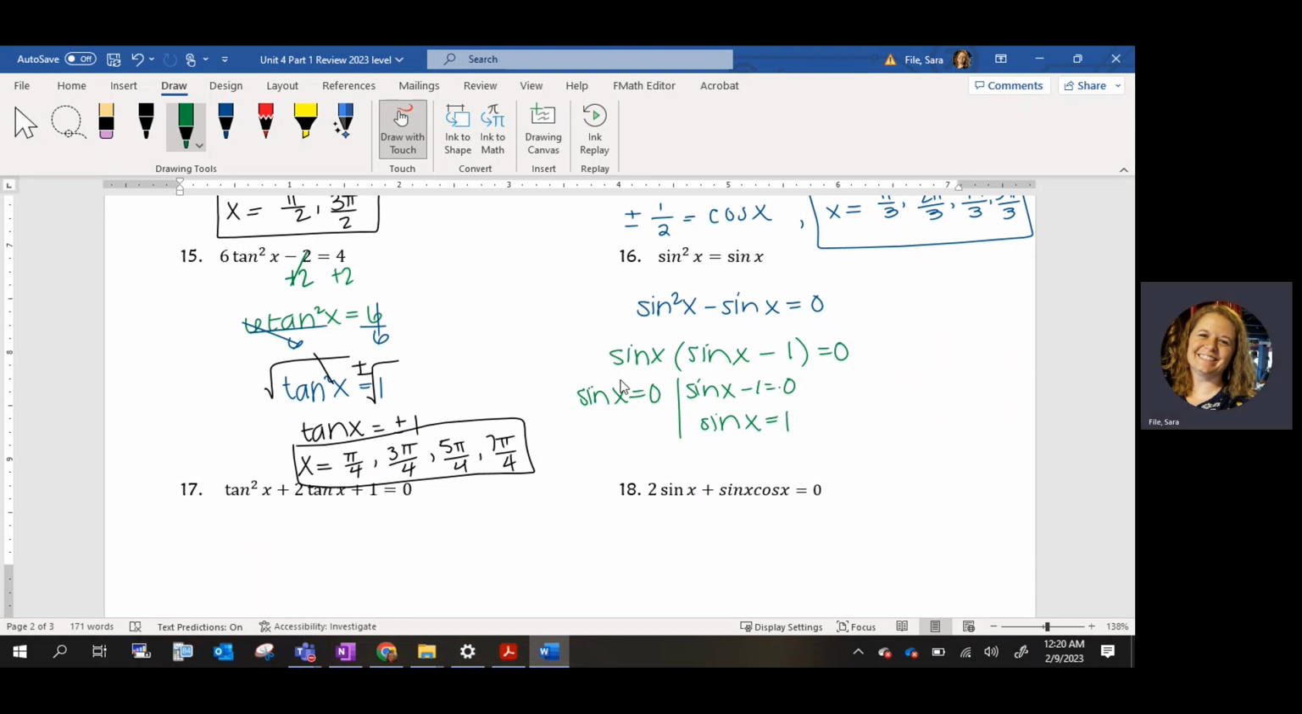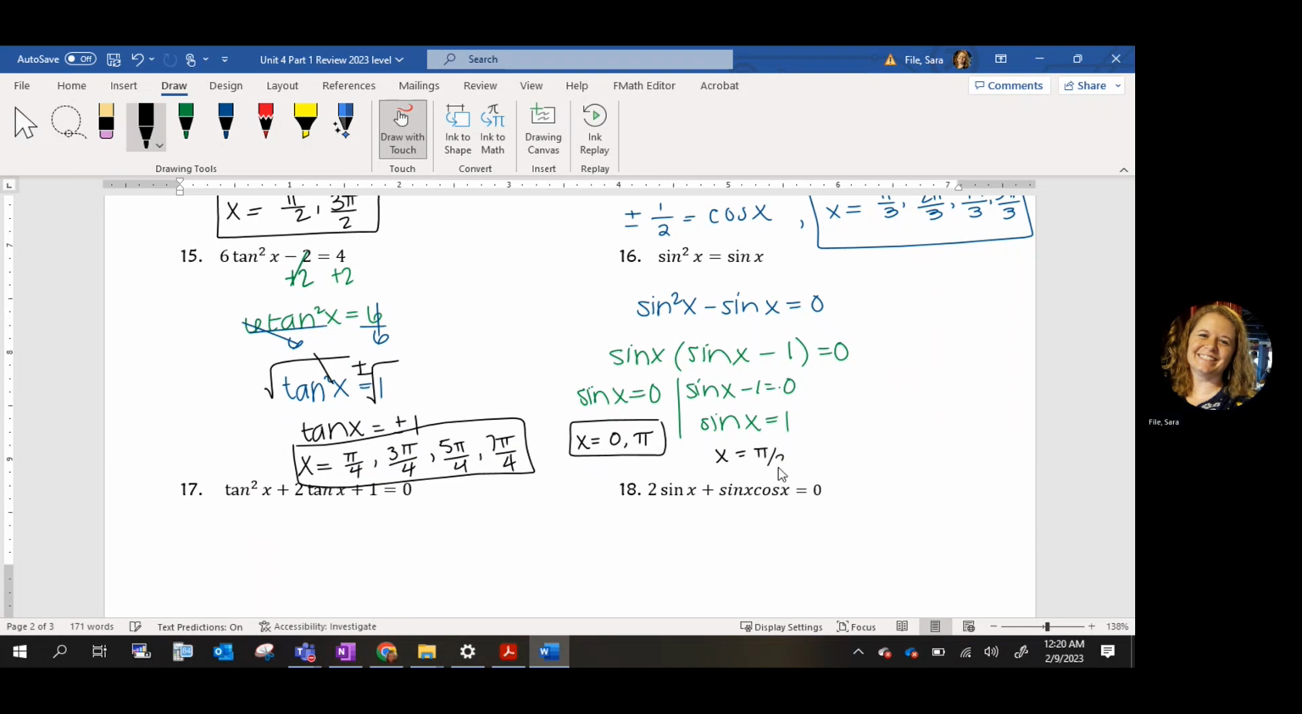So now I've got them isolated and I'm ready to answer the question, where is sine 0? Remember we said sine's the y value, so where's the y value 0? That's on the right and left hand sides of the unit circle. So that's at 0 and pi. Okay, where's sine positive 1? Now this is only positive 1, so it's just the top of the circle, which is pi halves.